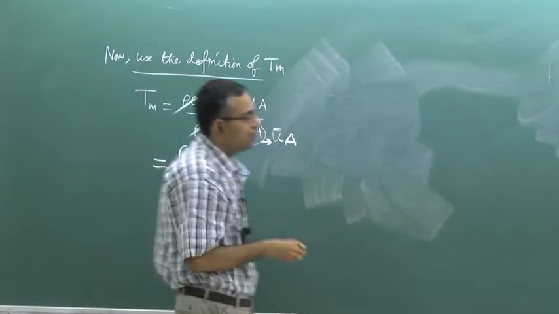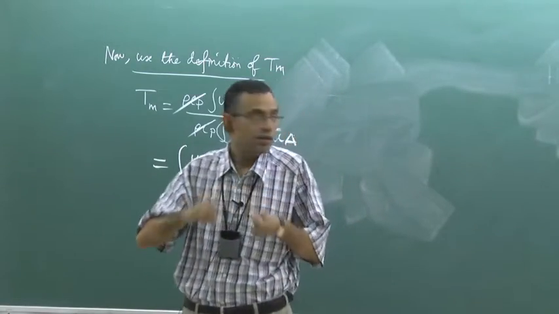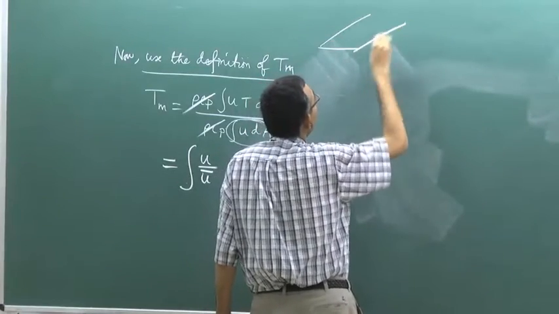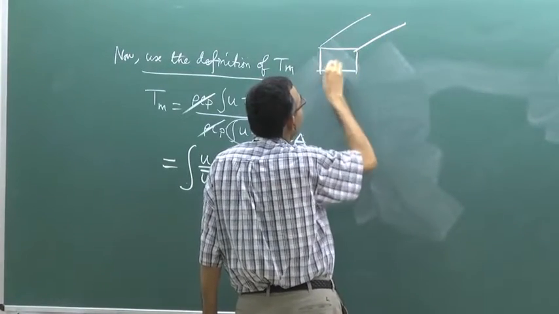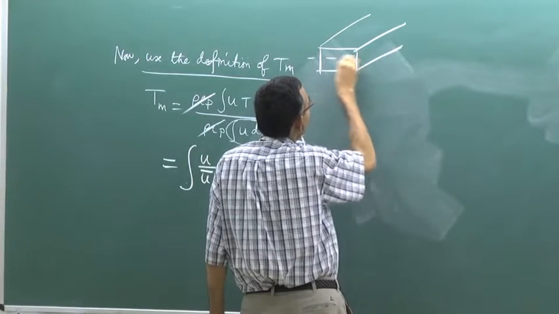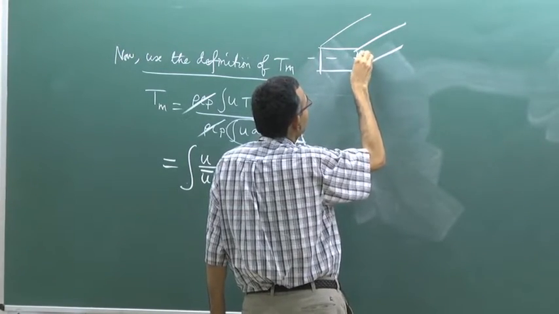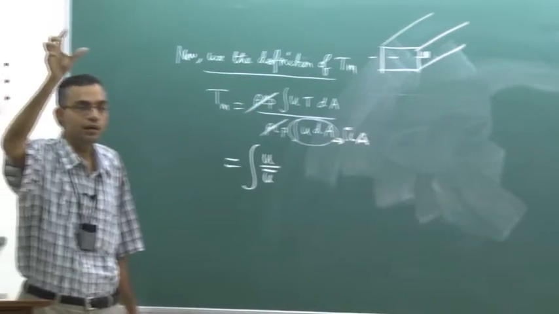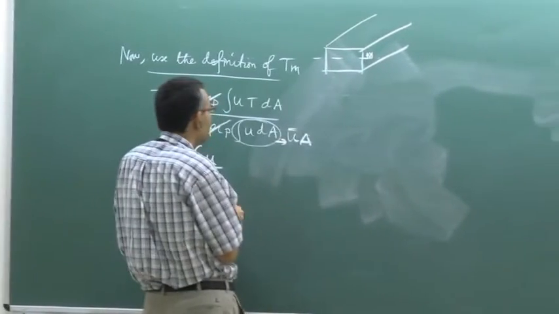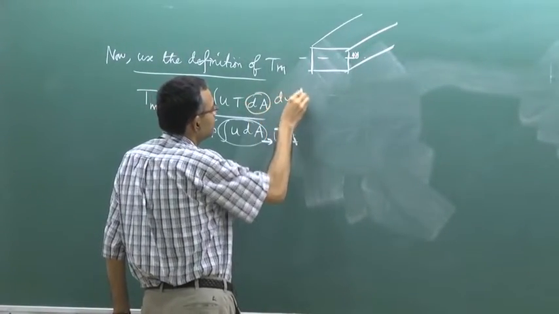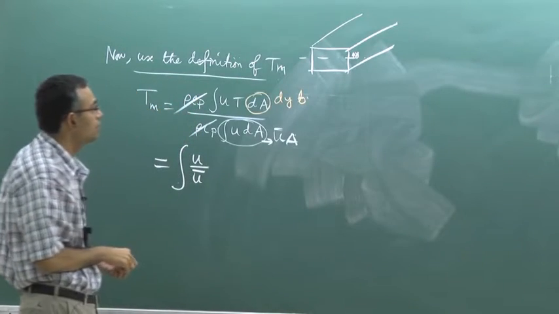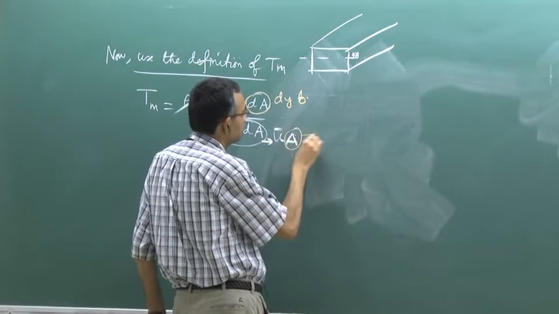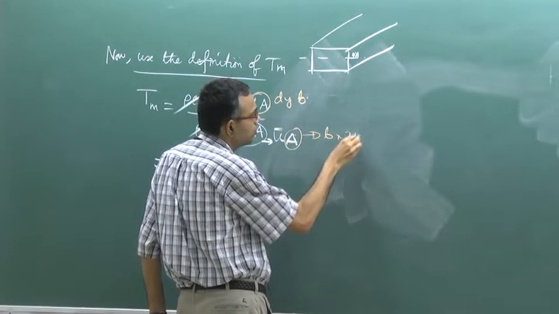What is dA? If you have a parallel plate channel like this, what is dA? At a distance y, you take a small strip of width dy. dA is dy into B, and A is B into 2H.